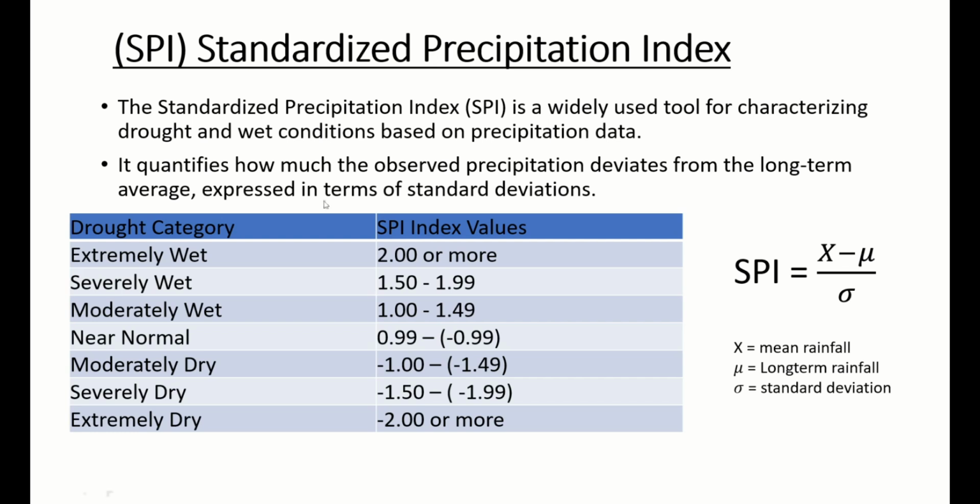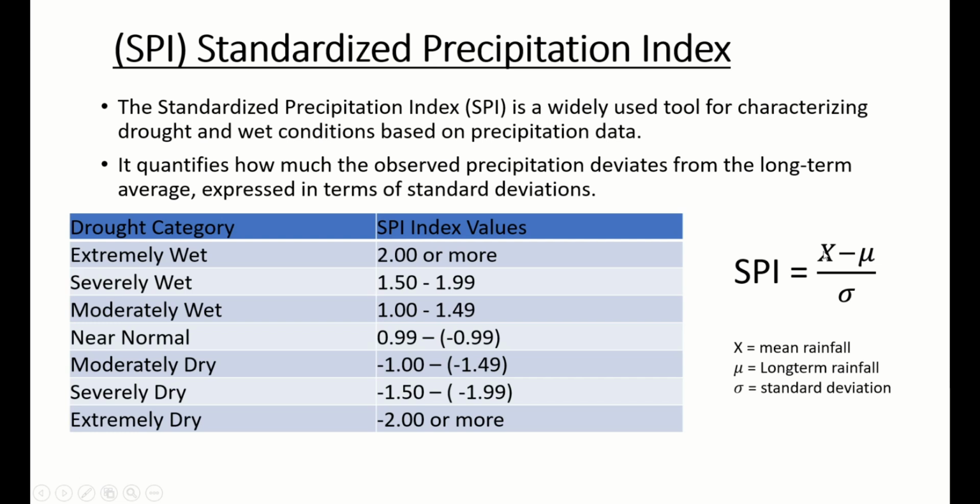The SPI is a widely used tool for categorizing drought and wet conditions based on precipitation data. It quantifies how much the observed precipitation deviates from the long-term average, just like the departure from normal. The only difference is that it does a normalization such that the SPI can be used worldwide. The SPI formula is the precipitation for this year.